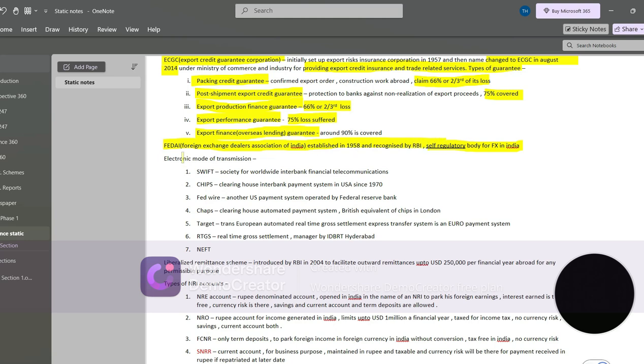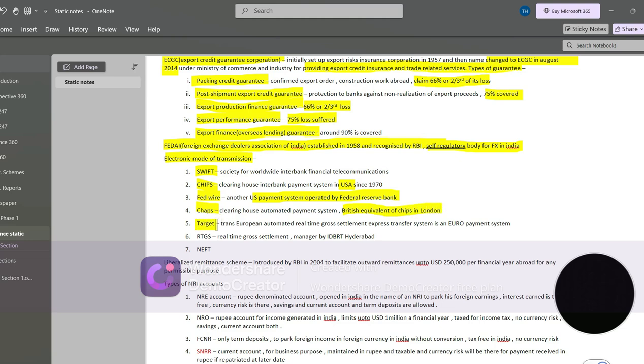Now, there can be electronic modes of transmission of money like SWIFT. This is Society for Worldwide Interbank Financial Telecommunication. CHIPS, Clearing House Interbank Payment System in the US. Along with CHIPS is FedWire. It is another US payment system operated by the Federal Reserve Bank. CHAPS, it is Clearing House Automated Payment System. It is the British equivalent of CHIPS in London.